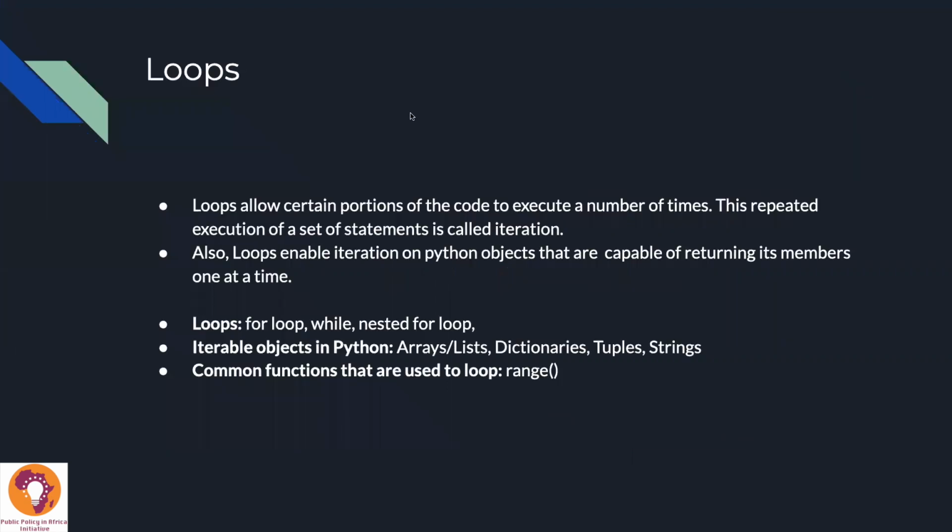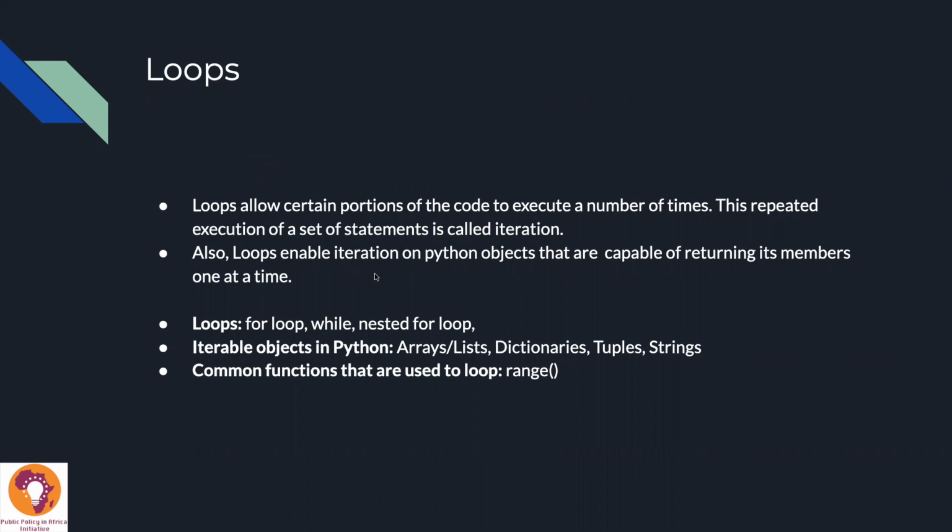Cool. So loops. Loops allow certain portions of the code in your program to execute a number of times. This repeated execution of a set of statements is called iteration. So whenever we iterate over a certain iterable object, that's considered iteration when we're looping over that object. Loops enable iteration on Python objects that are capable of returning its members one at a time. So if we have a collection of objects, like we've seen in our data structures lectures so far, you can generally iterate over those objects and return the individual elements or members of those data structures one at a time, or operate on those members one at a time.